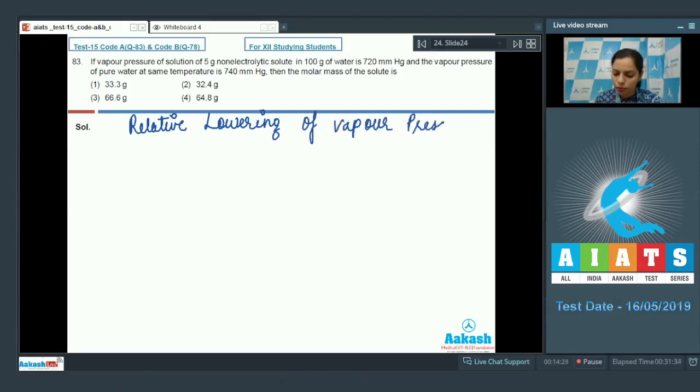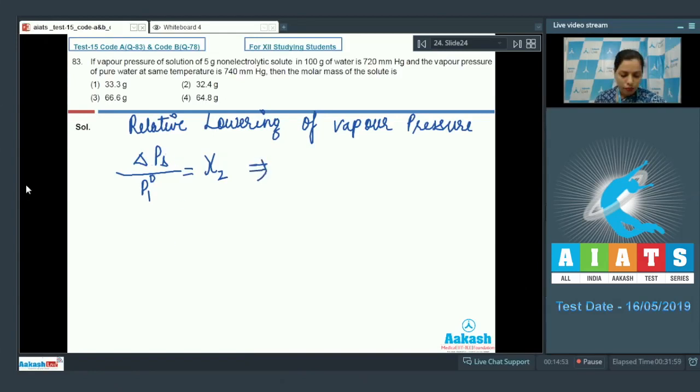What's the formula? Just recall. The formula is delta PS, the change in vapor pressure while formation of the solution, divided by the vapor pressure of the pure solvent. That should be equal to chi2, that is the mole fraction of the solute. Now just place the values here.